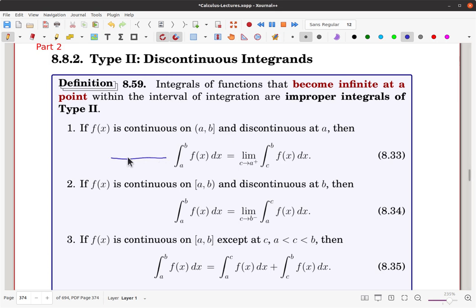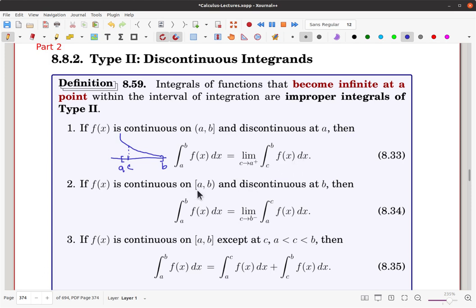Okay, let's see the picture. That is now from A to B. Now, function value is approaching infinity around A, like that. Then we consider from C some point, so that in this area now the function value is bounded, finite, so that we can get the integral as usual. And then we try to take a limit as C approaches A from the right side. So that is exactly this term, same.